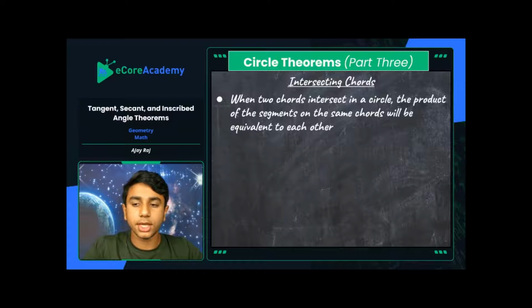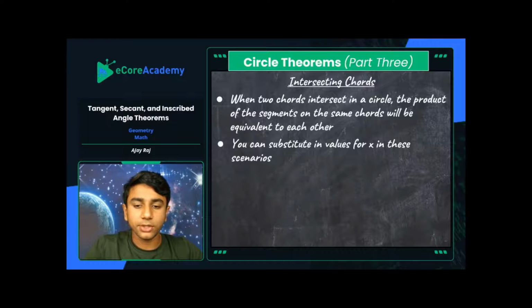So when two chords intersect in a circle, the product of the segments on the same chords will be equivalent to each other. So this is basically cross multiplication, such as in Japan, where they don't do the elongated form where they stretch everything out, and they only show you the simplified form. But in Japan, they use lines to explain how cross multiplication works, and that's kind of where this chords theorem really started to set foot. So you can substitute in values for x in these scenarios, so that's more of the problem solving part of it.